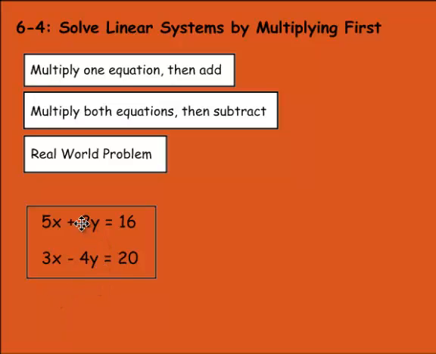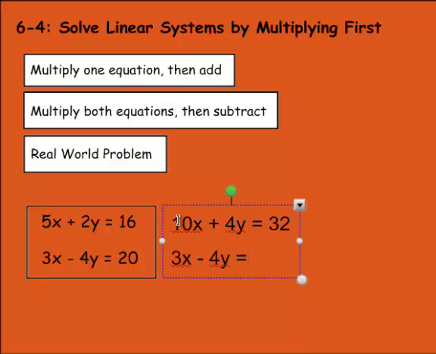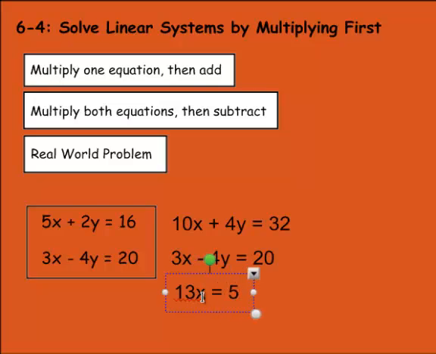For example, I know that 2y is half of 4y. So if I multiplied everything times 2, this would become a 4y, then I could solve it. So for example, I could have 10x plus 4y equals 32, and underneath it, I would have 3x minus 4y equals 20. Now I have the 4y's that I could add here. Right? So 10 plus 3 would be 13x. 4y plus negative 4y would be 0y. And then 32 plus 20 would be 52.